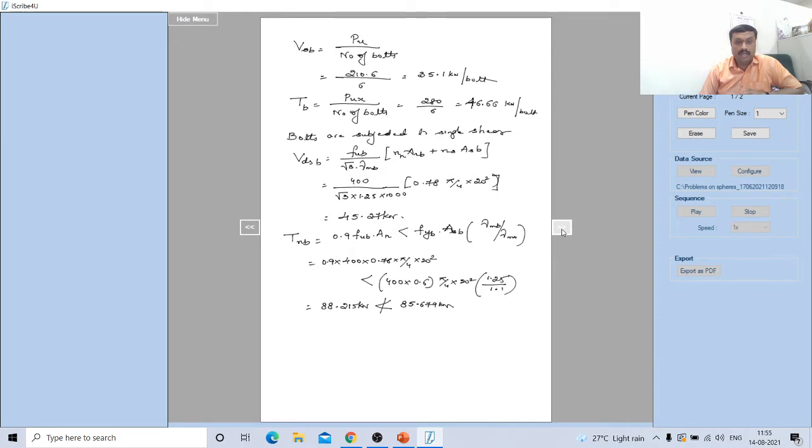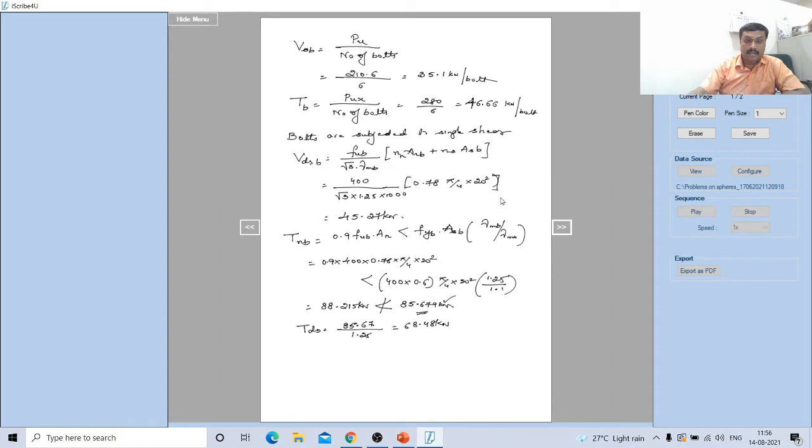If it's not available, calculate directly, which I have taught in the previous classes. Now what I should do, since it is not lesser than this, take the lower value. So this is TDB is equal to 85.67 divided by 1.25. So it is 68.48, and then whichever is the least, take this.